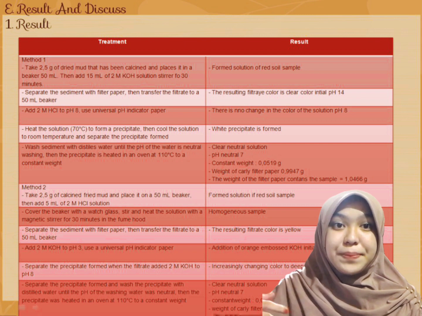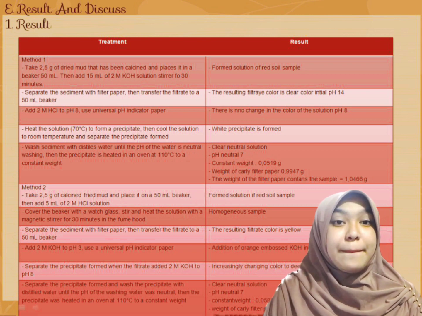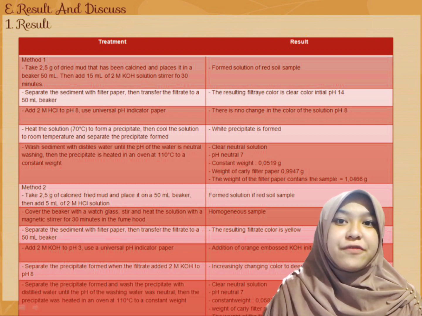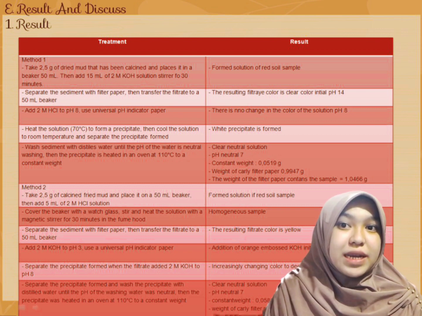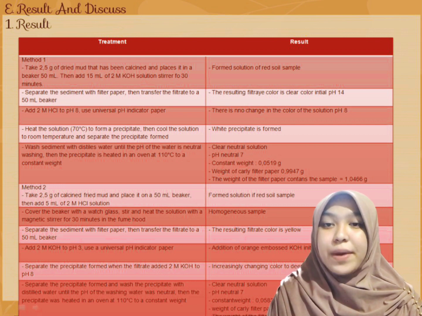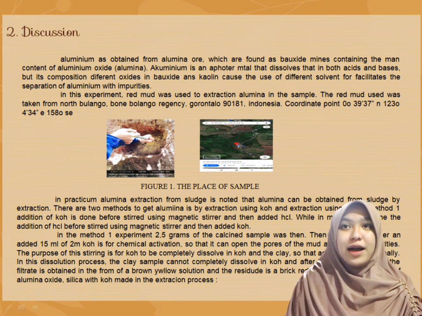Result: clear neutral solution, pH neutral 7, and constant weight 0.05839. And then the weight of the filter paper was 0.0962 gram. Next, discussion. Aluminum is obtained from alumina ore, which is found as bauxite.